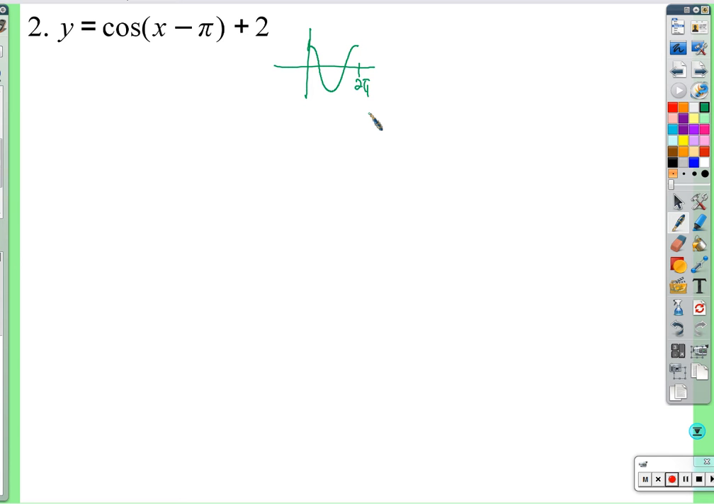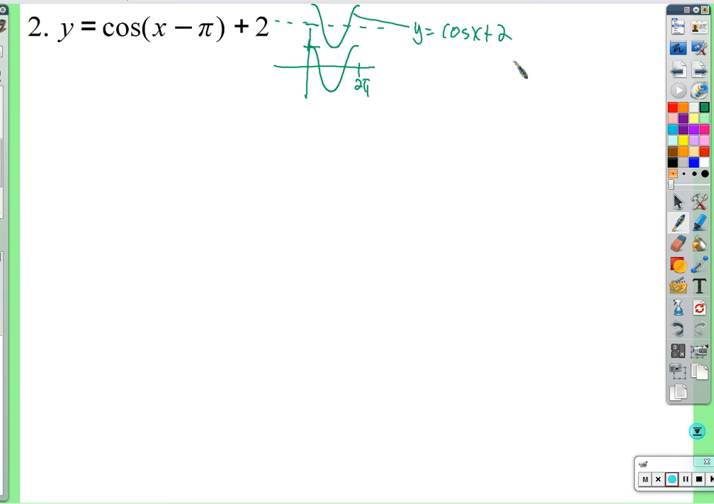Okay, but what are we changing with these different things? With this plus 2, what does the plus 2 do to the graph? Moves it up 2. We know that the top of the cosine wave is at 1. That's at 2. So the midline is at 2. So it would look more like this with a plus 2. This is just y equals cosine x plus 2.